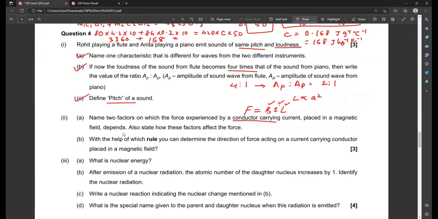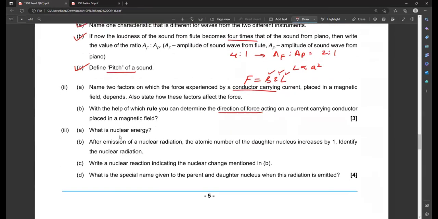So with the help of which rule can you determine the direction of force? So that is Fleming's left hand rule. Okay. Then nuclear energy. Again, this is a textbook question. After emission of a nuclear radiation, the atomic number of the daughter nuclei increases by 1. Identify this. This will be beta. Write a nuclear reaction indicating the nuclear change mentioned. So you have A, and this will become Y. Okay, so this can be written. Name, what is the special name given to the parent and daughter nuclei?